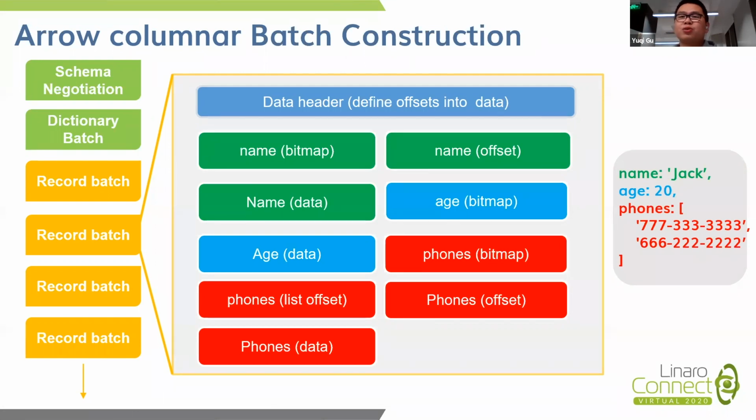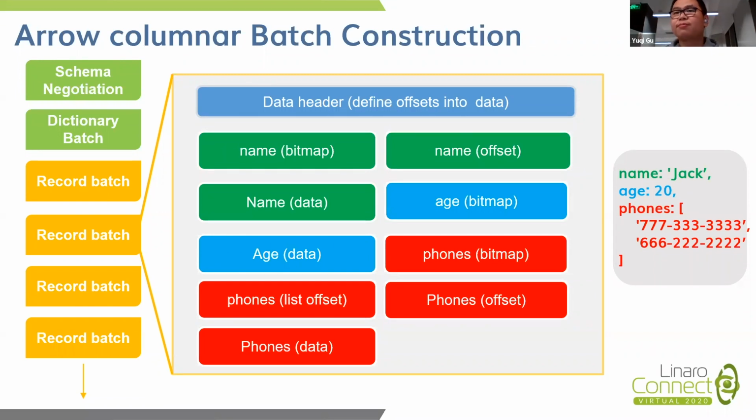This shows the details of the record batch. A record batch consists of the data header, and the name data followed by this header, and the age and the phone. Each box is contiguous memory, and we can utilize cache locality. It's pretty efficient in memory.